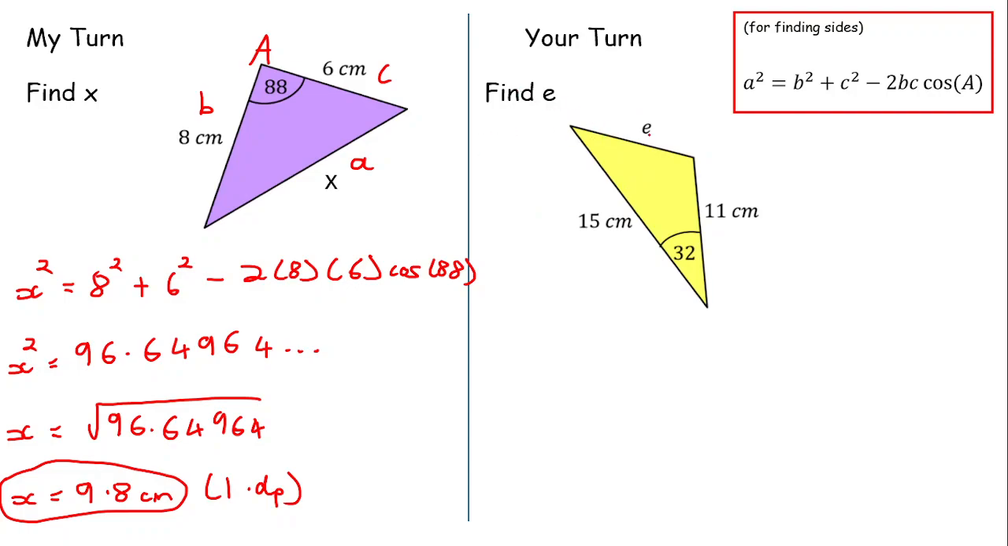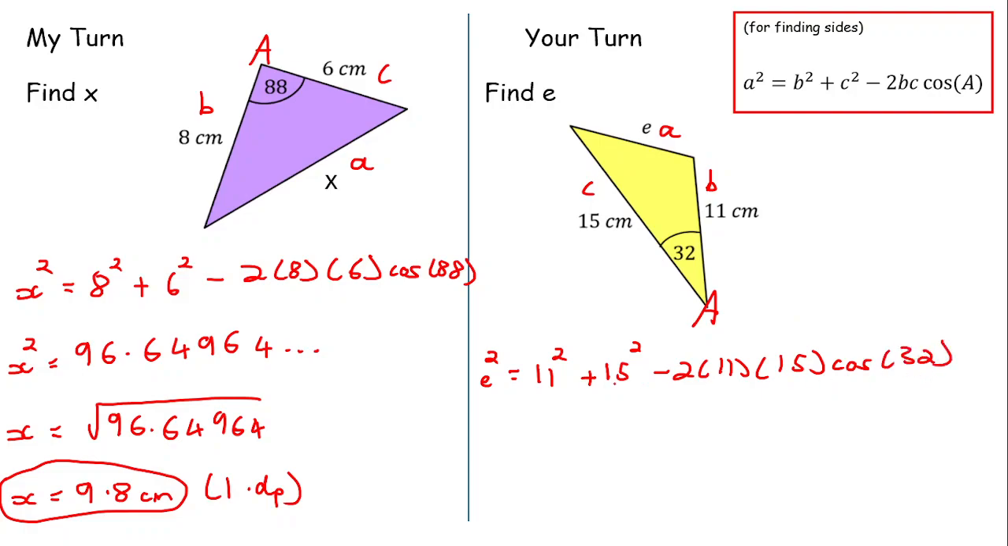We're trying to find this missing side here, which is E. Call that side A, because that's what you're trying to find. Your angle opposite it is going to be capital A. Your 2 other sides, not necessarily shorter, are B and C, and they can go either way around. Then we put it into our formula. A squared, where A is E, so E squared is equal to B squared plus C squared, where B is 11, so 11 squared, add C squared, where C is 15, so 15 squared, minus 2 times 11 times 15, cos of the angle A, which is 32.